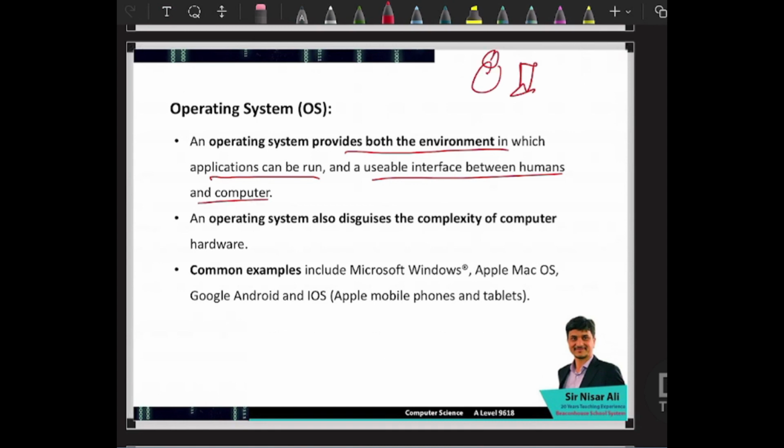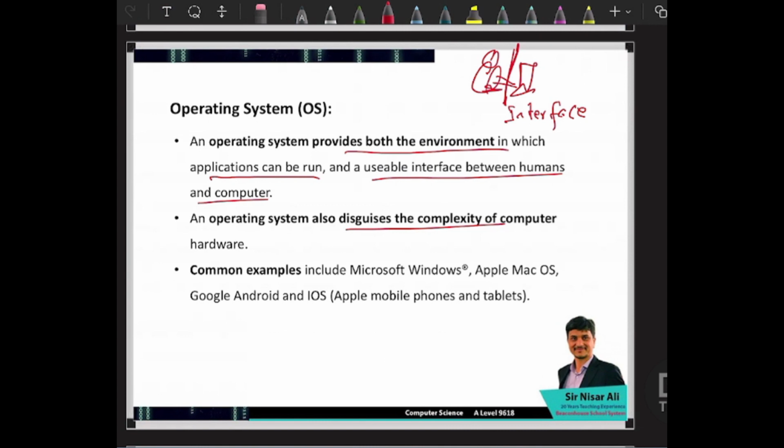So the humans interact with the computer due to this OS. This is the interface. So the interface works to let the user interact with the computer. The operating system also disguises the complexity of the hardware. So you don't need to look into the different complicated things. You just select the option, you just give a click, and the things are done automatically.